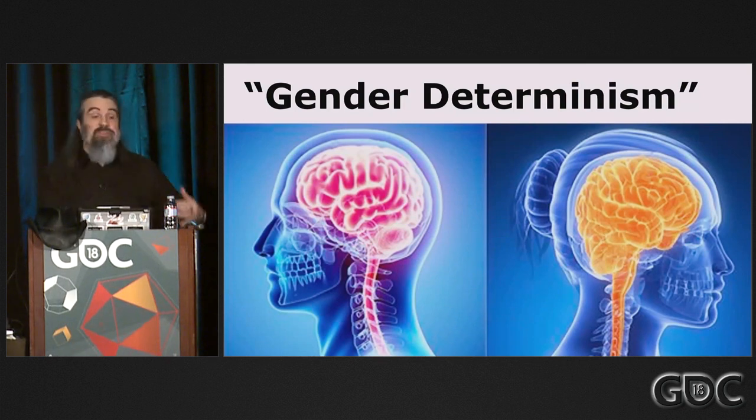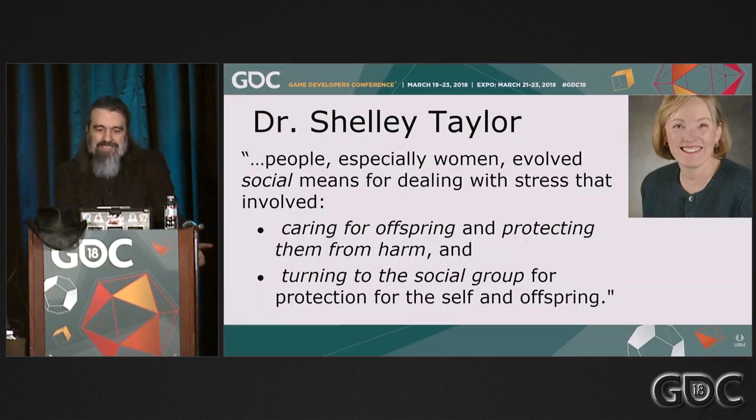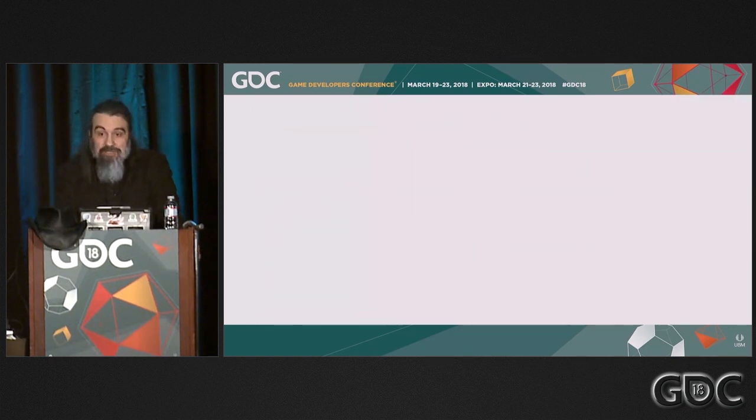Gender determinism is, of course, the belief that behavior is determined by biological factors, specifically gender. Humans are very, very good at detecting gender differences, even when they're not there. I mean, there are plenty of gender differences, but we're also really good at overextending our analysis. Let me give you an example of what I mean. This is what Dr. Taylor said: people evolve social means for dealing with stress, et cetera. This is what was reported.